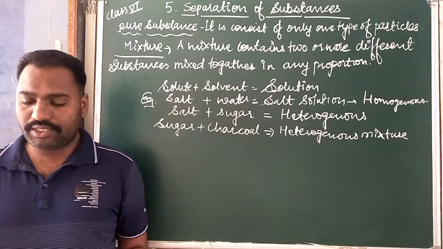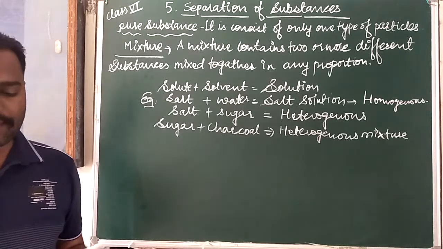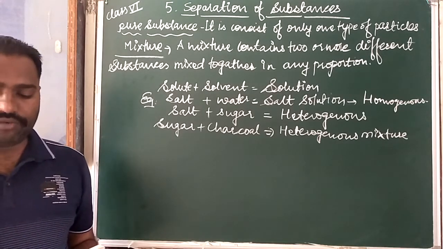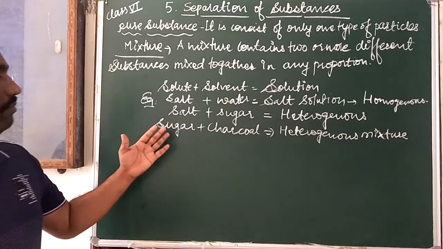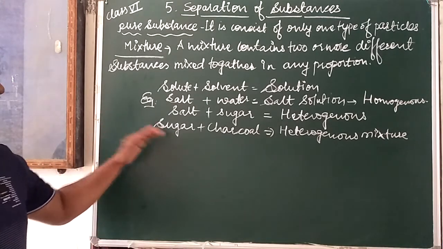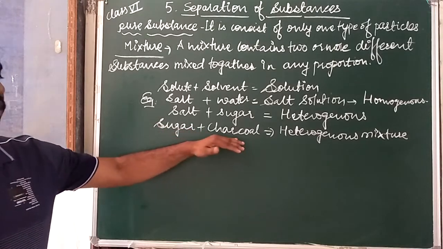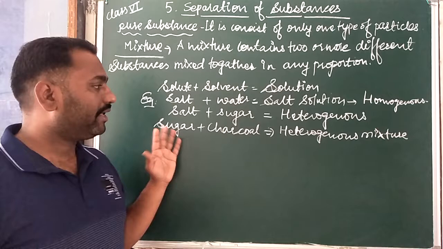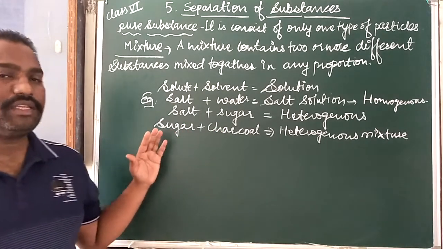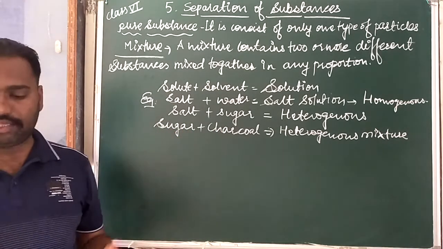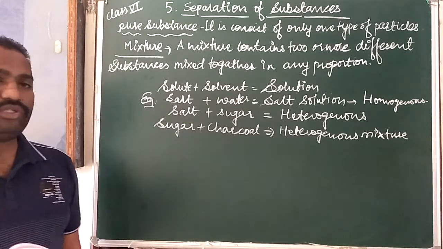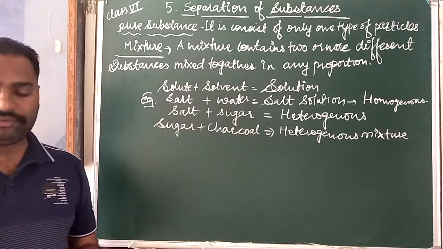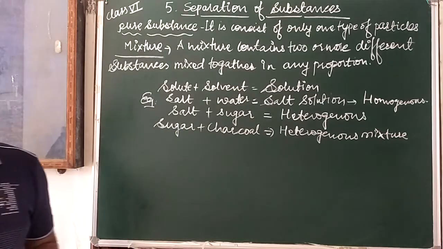Now the variable composition. The ratio of the components present in a mixture is not constant, hence the composition of the mixture is variable. We can take any amount of sugar and charcoal and make this comparison, like 40 gram, 80 gram, 500 gram. So there is no fixed composition in the heterogeneous mixture. It means the composition can vary with the amount or weight when two or more components are mixed.